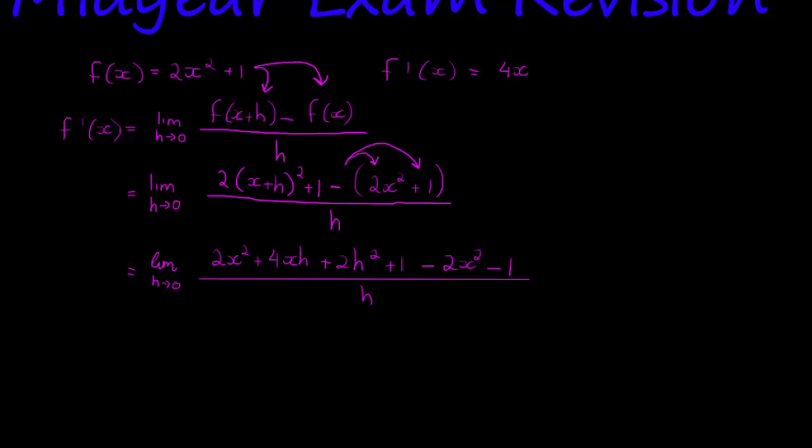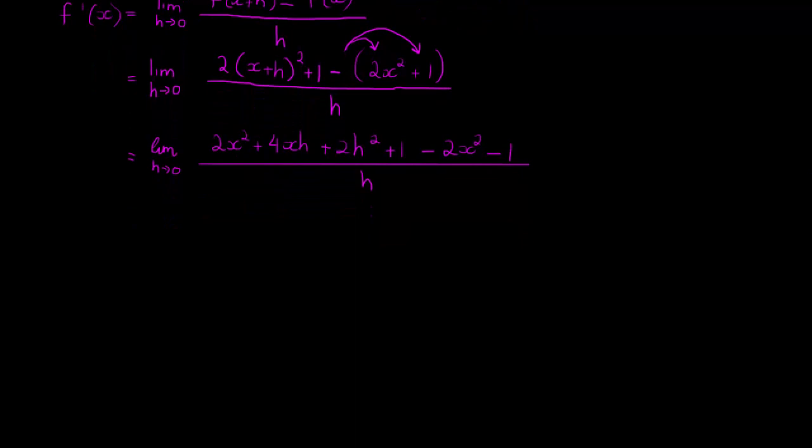Still no hope of substituting. So my next step, this is now where you'll notice that everything that doesn't have an h will usually cancel. So 2x squared minus 2x squared, and plus 1 minus 1. So I'm left with 4xh plus 2h squared. This is then where I can take out my common factor h, and then I'm left with 4x plus 2h. At this point, I can now cancel my common factors.